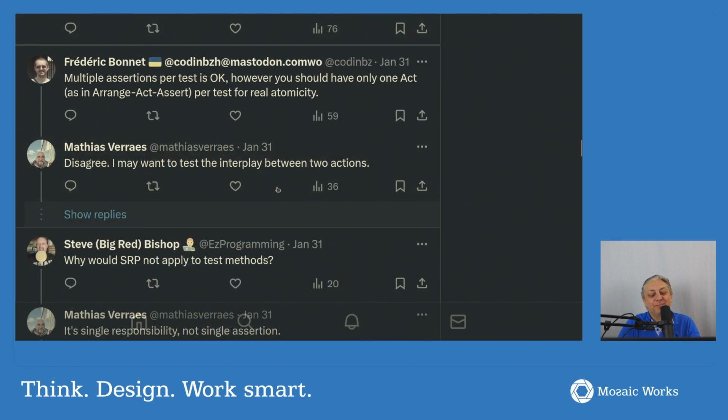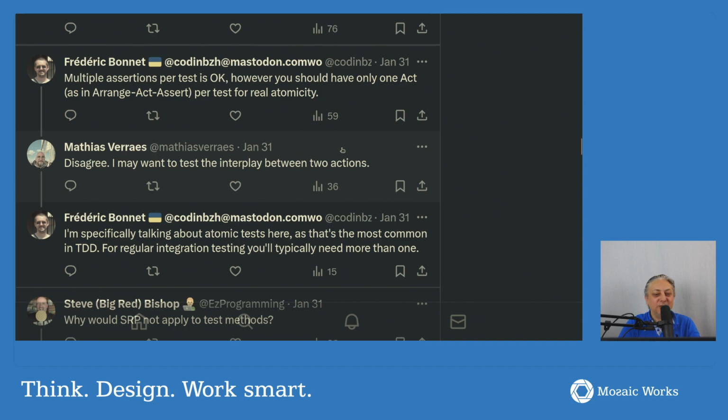All right. Let's move to Frederic Bonnet. Multiple assertions per test is okay. However, you should have only one act, as in arrange, act, assert, per test for real atomicity. Oh, this is interesting. I haven't thought about this. And then Matthias answered, disagree. I may want to test the interplay between 2 actions. Frederic Bonnet answers, I'm specifically talking about atomic tests here, and that's the most common in TDD. For regular integration testing, you'll typically need more than one.